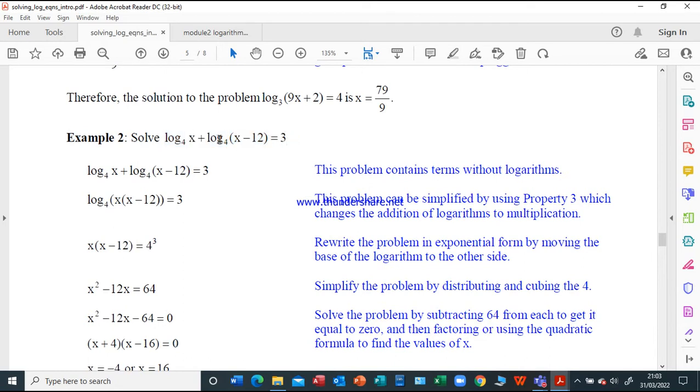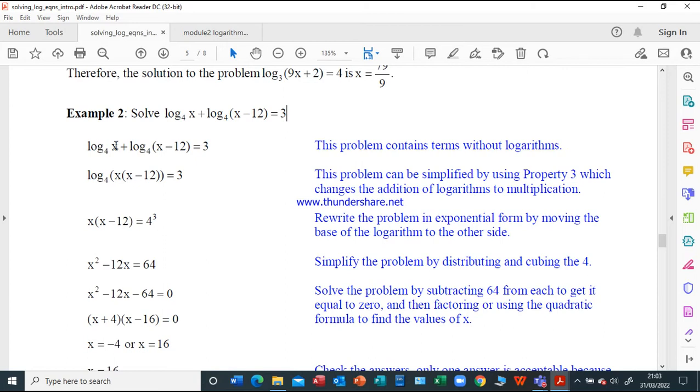Okay, so when you're adding logarithms, we apply the rule, step number 3 here, that adding logarithms means you multiply the numbers, multiplication. So the numbers you're multiplying are x and then x minus 12. Those are the numbers we multiply. All right, so we simplify it, so we get log base 4 of x into x minus 12. So product, multiply the numbers, the result is 3.